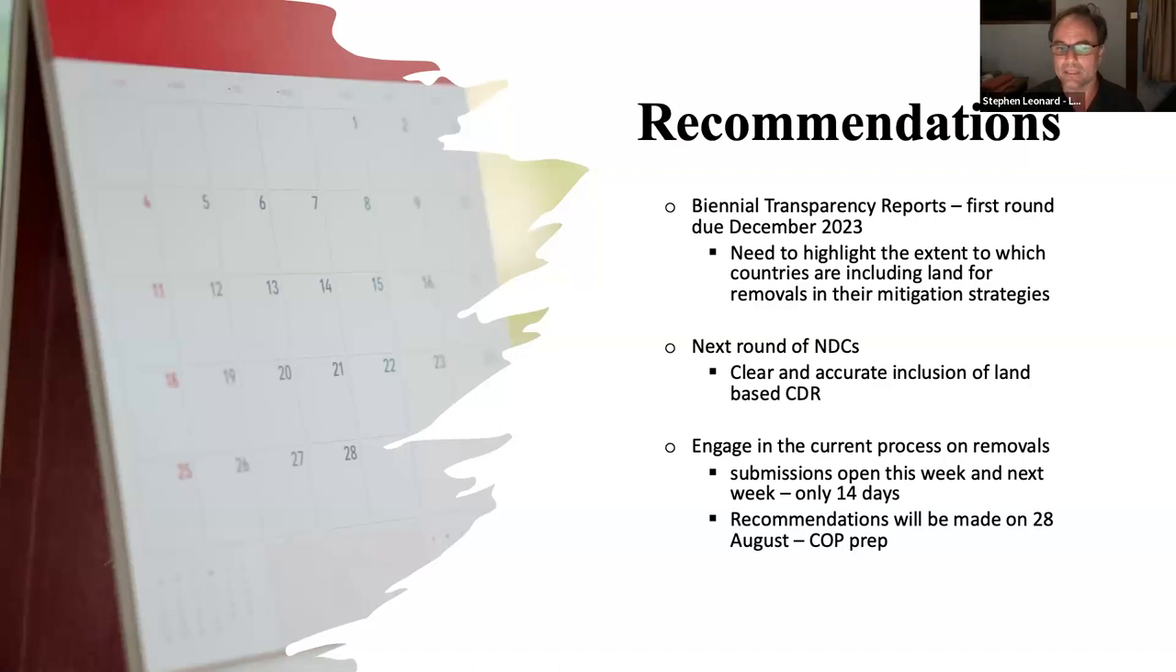And then, as Tamra mentioned, there are processes ongoing under the Supervisory Body concerning Article 6 at the moment. This submissions process, I think, is open for the next week or two. I think it's a very short process, so again, the bias seems to be coming through. These short submissions processes make it very difficult for participation and coordination amongst networks. This one, I believe, is only 14 days. Then there'll be some recommendations that will come out in August, I believe.